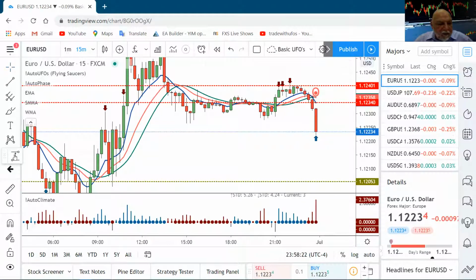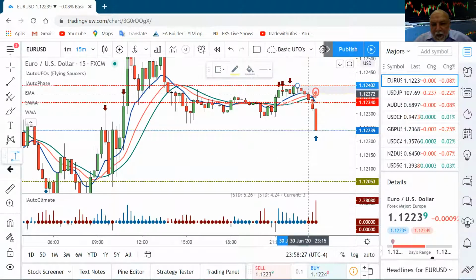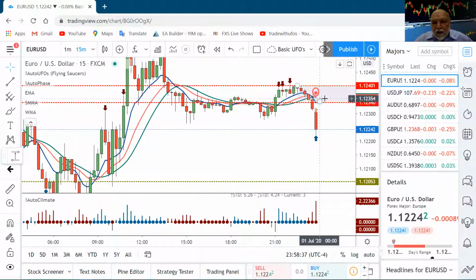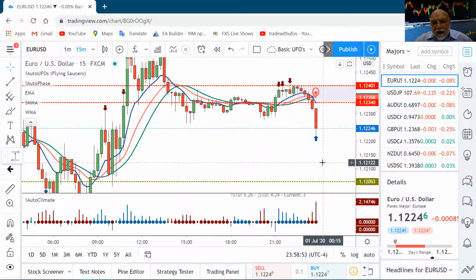Let's go ahead and mark that off, from here down to here. So there is a zone that's going to have to be taken out in order for price to move to the upside. But on the 15-minute chart, it looks like it's heading in the right direction.